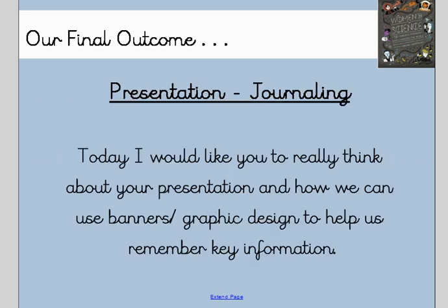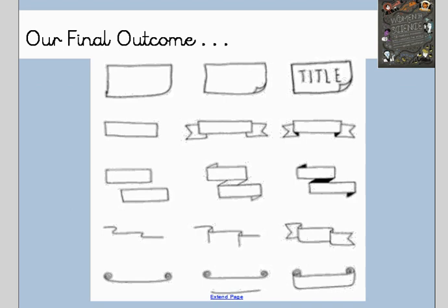I also want you to focus on presentation today and your journaling. So think about how you can present this success criteria to help you remember it, to make it clear, to make it really stand out. That might involve using colours, using banners, or separating your pages into different groups. I'm going to post a picture onto Class Dojo of an example of how you could set it out. And I've also got some banners on here, the step-by-step of how to create those banners.